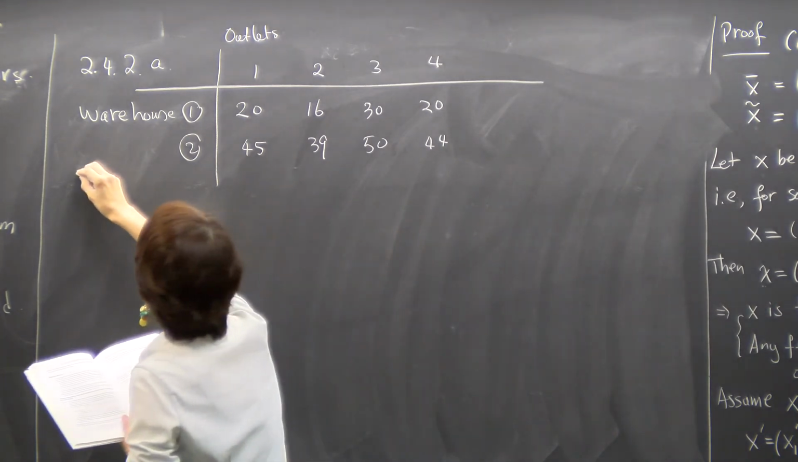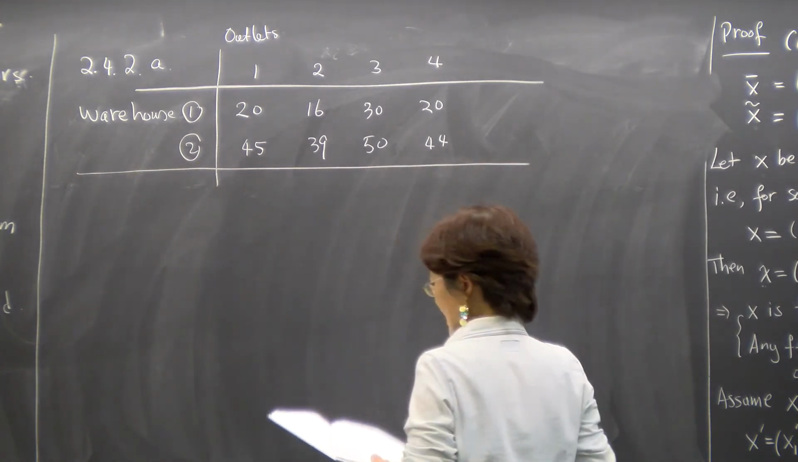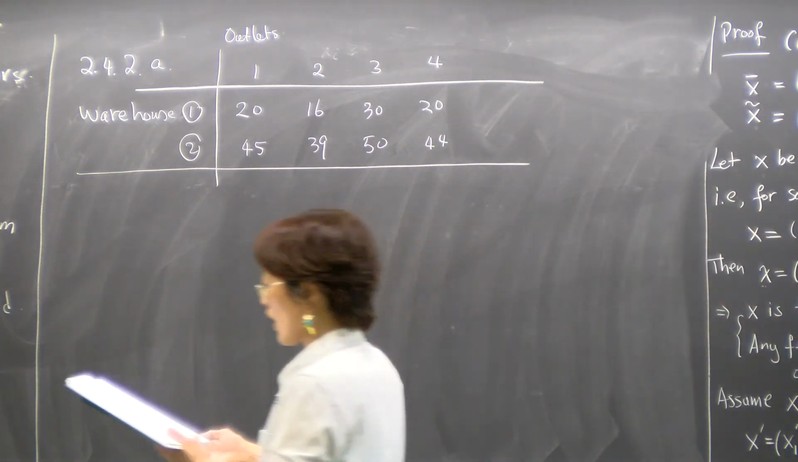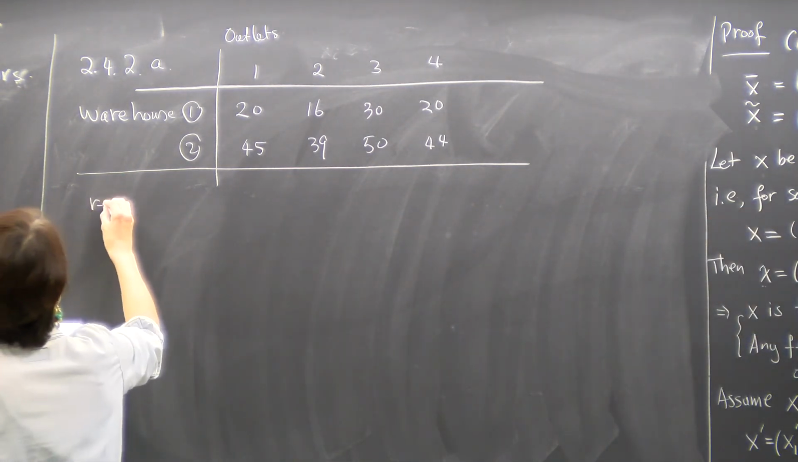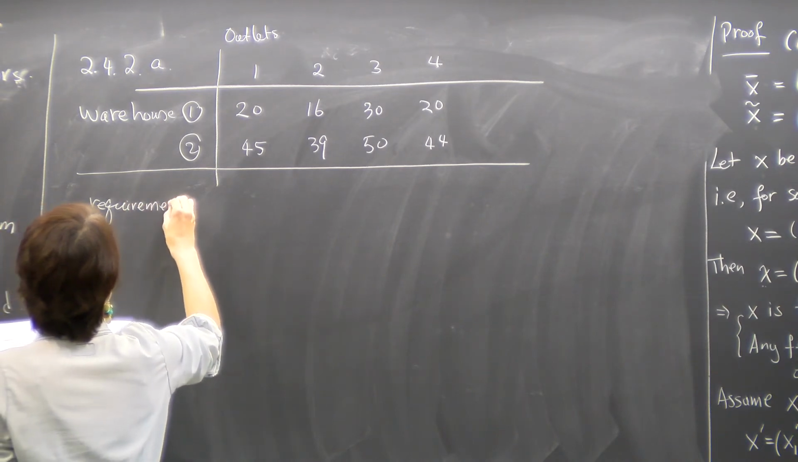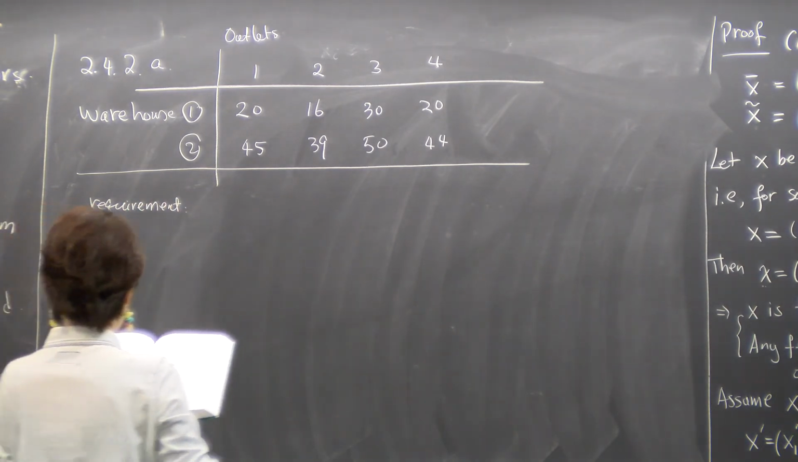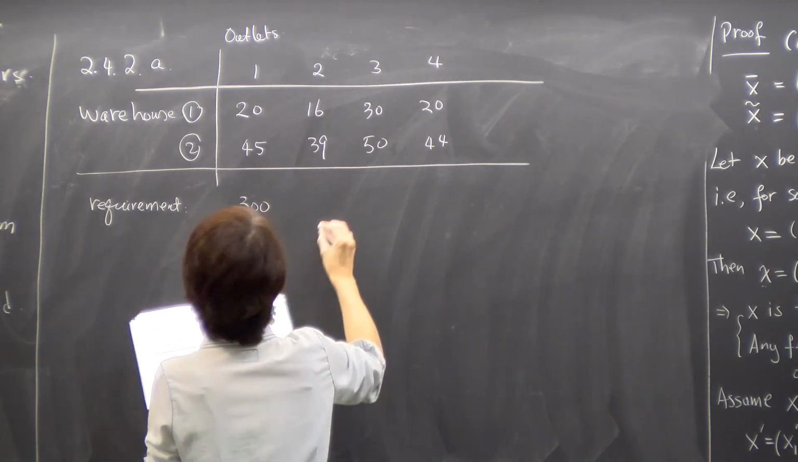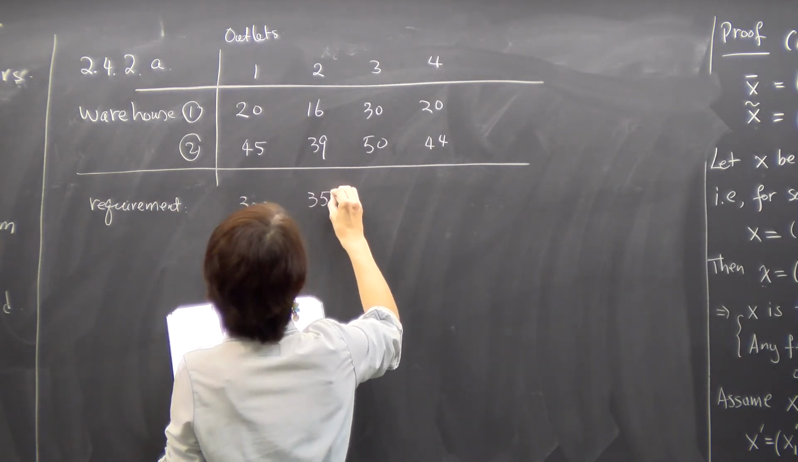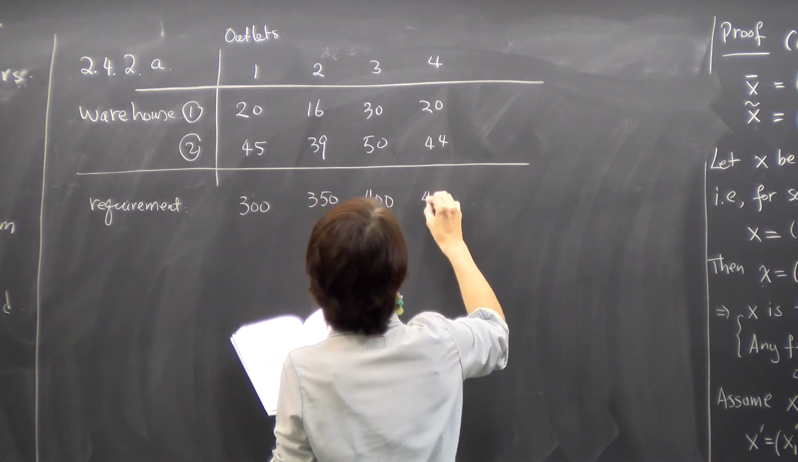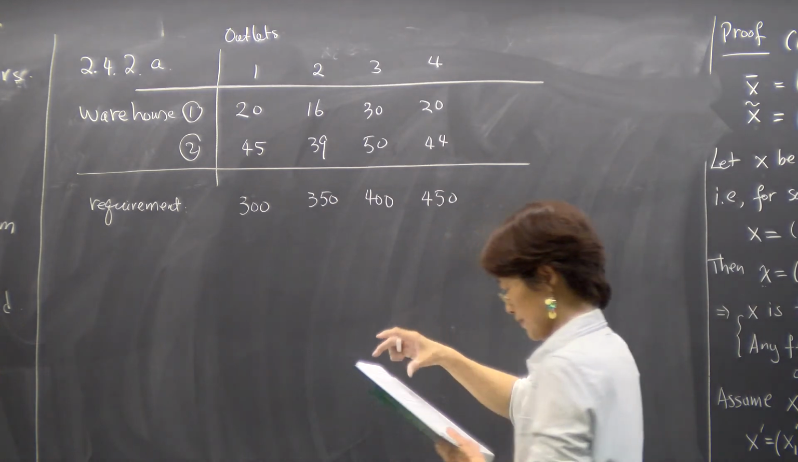Okay, and that's that. And then each warehouse has some requirement that you need to ship. It wants to have so many. So requirement. Okay, let me put down those numbers. So how many units it wants? 300, 350, 400, 450.